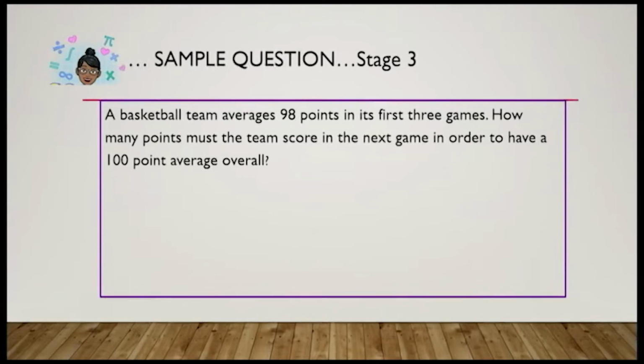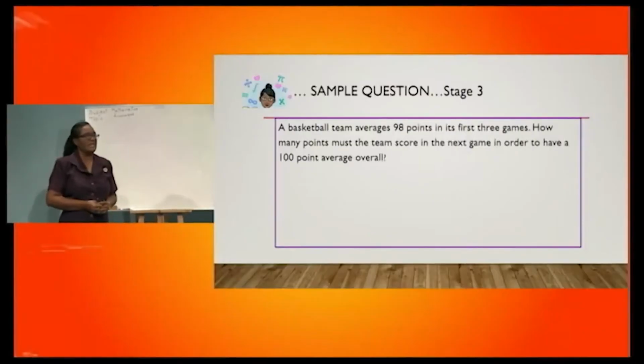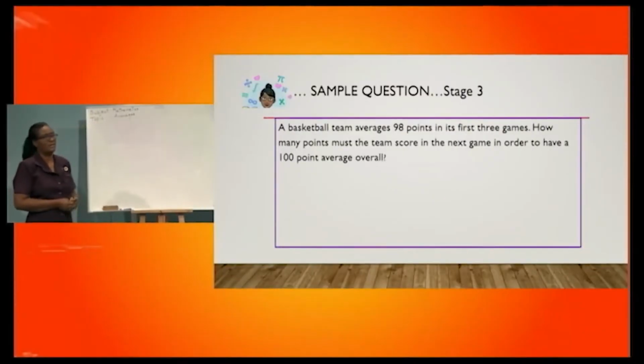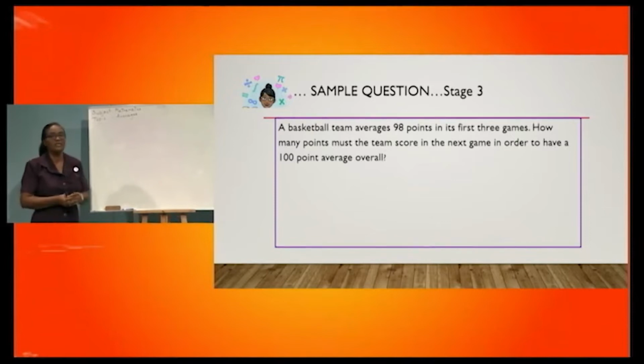A basketball team averages 98 points in its first 3 games. How many points must the team score in the next game in order to have a 100-point average in all? Okay, so this one we are using averages, the mean average, in a unique way. We are not trying to find the average, we know the averages.